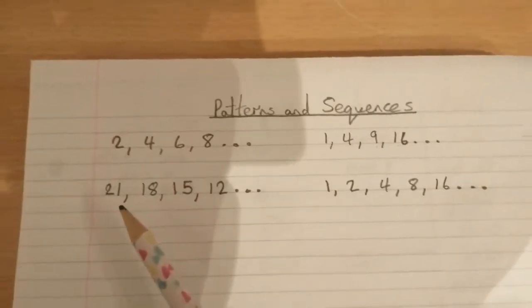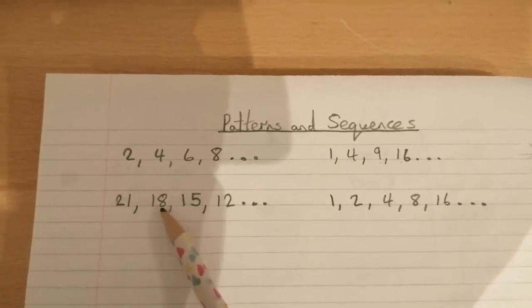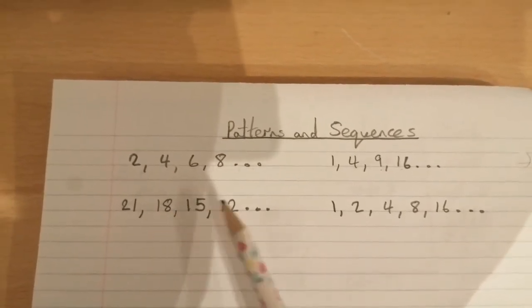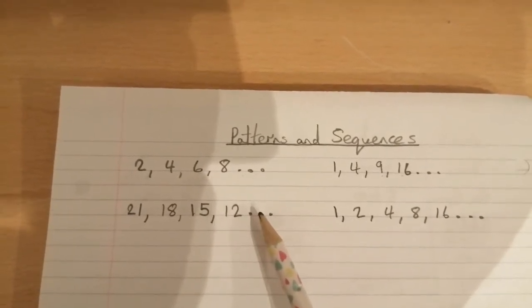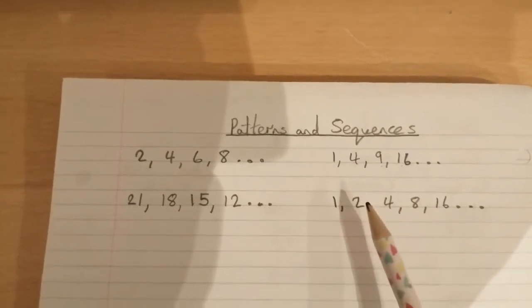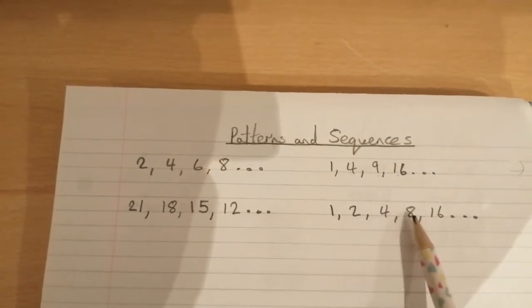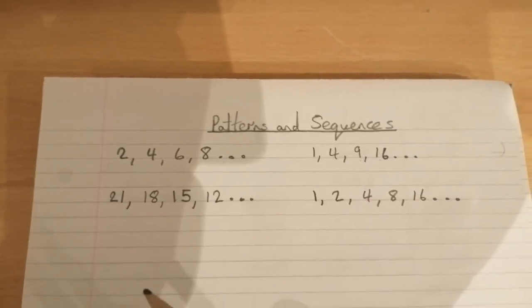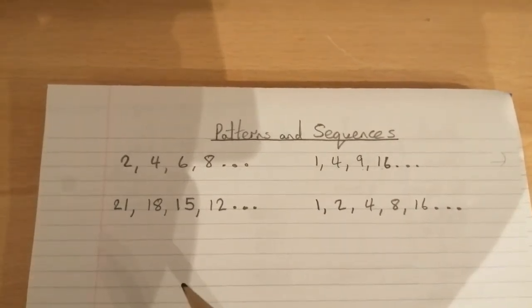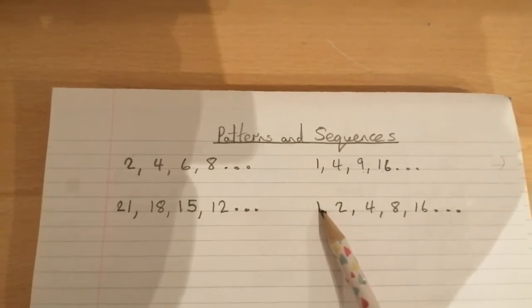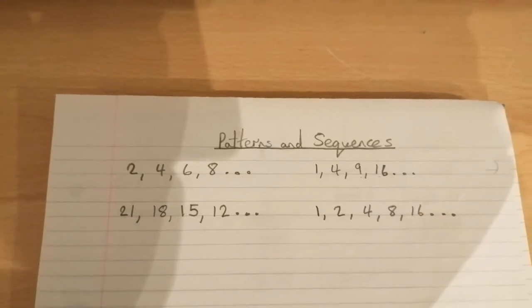Okay, this one over here, 21, 18, 15, 12. And again, we're starting at 21 and we're going down this time, down by 3, down by 3, down by 3. So the next number in the pattern is going to be 12 minus 3 is 9, isn't it? So lastly, we have this one here, 1, 2, 4, 8, 16. And what's the next one? It's going to be 32, isn't it? So what we see happening here is you start with 1 and then you double it and you double it and you double it and you double it, etc.